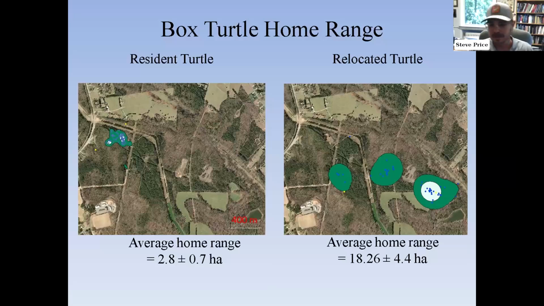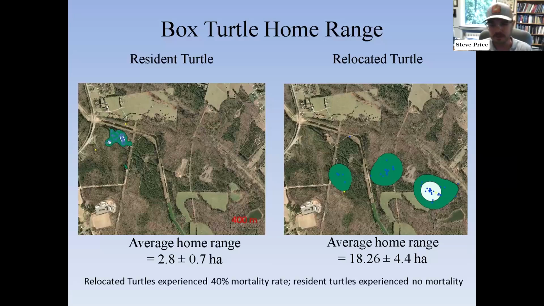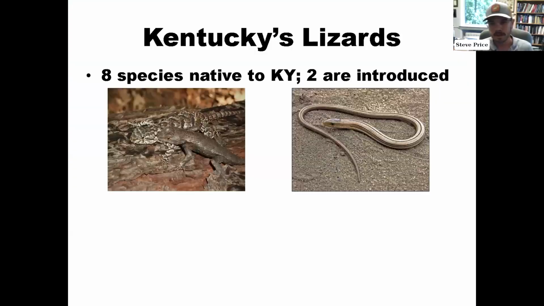On top of it, turtles that were moved onto this preserve experienced 40% mortality, whereas the resident turtles that we studied experienced no mortality. So it's not the best conservation strategy to move turtles when you see them crossing a road. Oh, I'll drop it off three miles away in this nature preserve, because these turtles will try to get back to their original home range. The best strategy is just to move them to the other side of the road, because they usually have a good idea of where they're going.